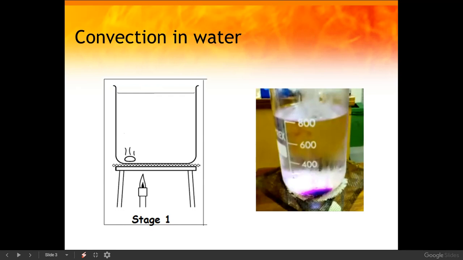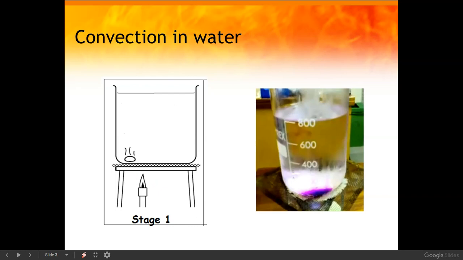Now, it's a little bit harder to demonstrate in gases, so we're going to focus today on convection in liquids and particularly in water. So this is the experiment that I showed you on Friday. I'm just going to make sure we've had a chance to look at it properly today and I'll talk you through it. So what's happening in this experiment is we've got a purple crystal that has been dropped into the water, and when we heat up the beaker underneath the purple crystal, they are going to start to dissolve.